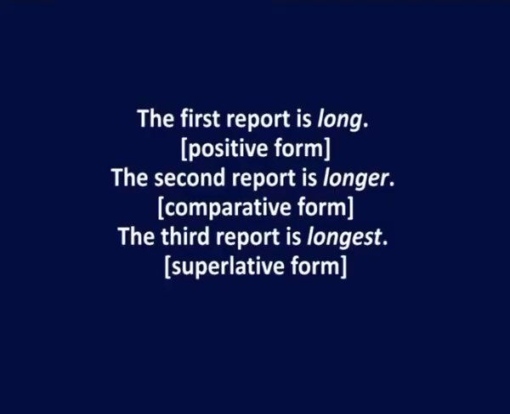Comparison of adjectives. Most adjectives in the positive form show the comparative form with the suffix er for two items and the superlative form with the suffix est for three or more items. For example, the first report is long, this is in positive form. The second report is longer, this is in comparative form. The third report is longest, this is the superlative form.